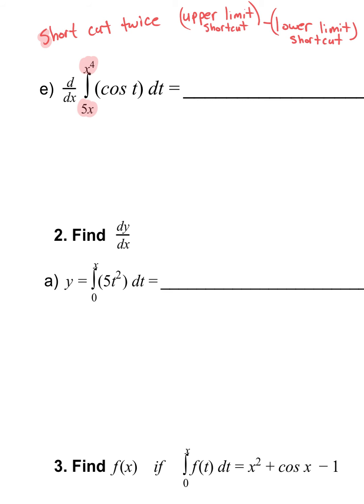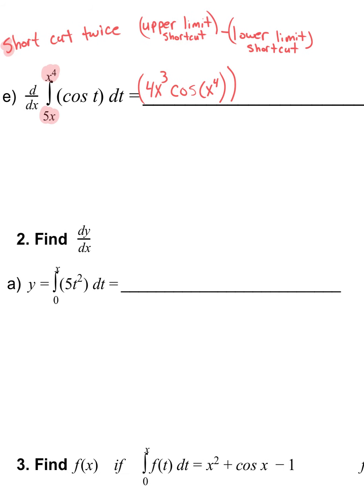The first thing we're going to do is take that upper limit and plug it in for t. So that gives us the cosine of x to the fourth. Now we have to multiply everything by the derivative of that limit. The derivative of x to the fourth is 4x to the third. So I'm going to put that right out here, 4x to the third. So there is the shortcut for the upper limit.